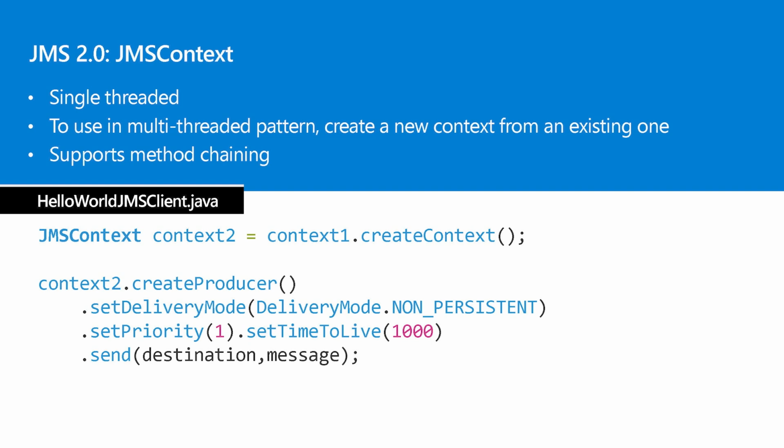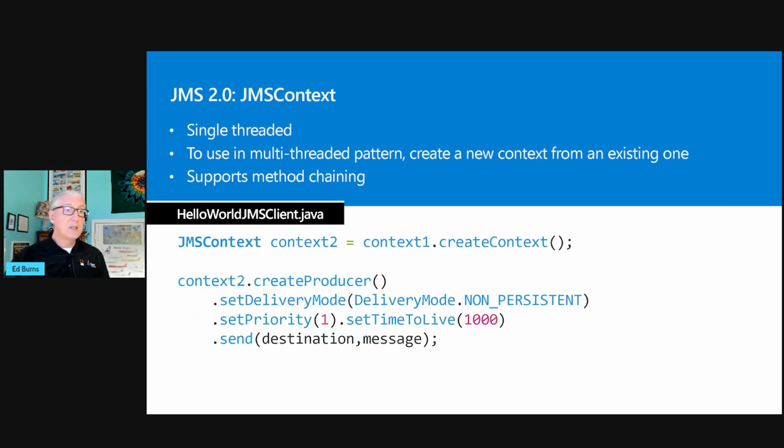Here is the fluent programming method chaining thing I mentioned. Because these producers and consumers are lightweight objects, which I'll talk about next, that means you can just create them and throw them away. And each step in this method chain here returns a producer. So here we're saying create producer, set delivery mode, priority, and time to live, and then finally send. And this is an example of the fluent programming style that I mentioned.